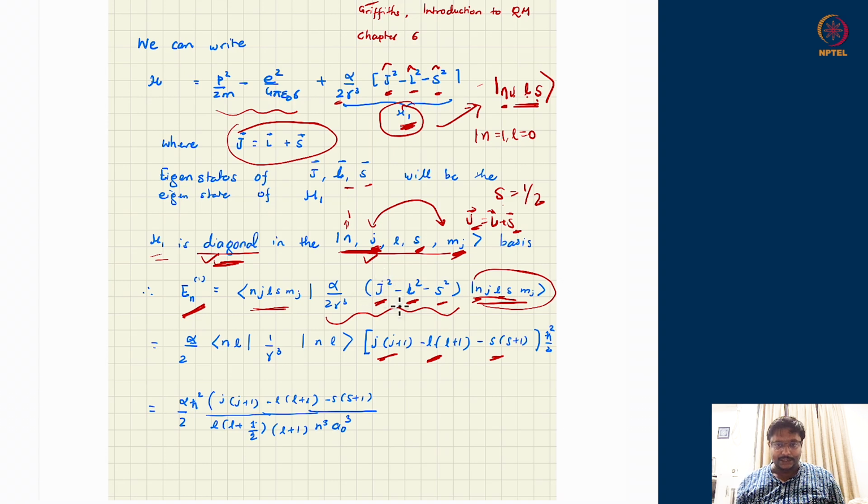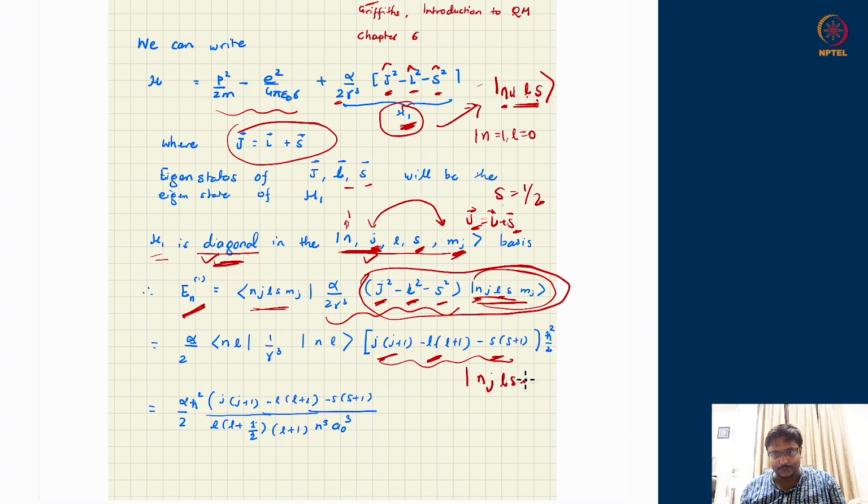Effectively, this operator acting, J square, L square, S square, gives me the factor J into J plus 1, L into L plus 1, S into S plus 1, times h bar square by 2, and the state comes back, N, J, L, S and M_J. Now these are numbers, so they will go to the left, and 1 over R cube will get squeezed between these two states. But it so happens that the 1 over R cube operator does not care about your J value, does not care about your spin value, does not care about your M_J value. The only things it cares about are N and L.